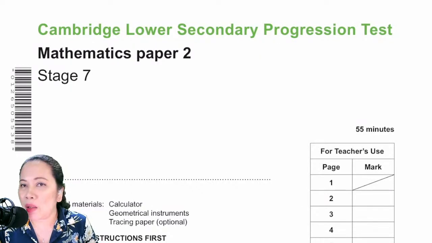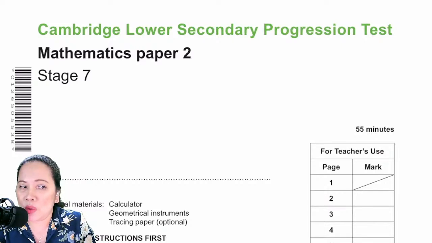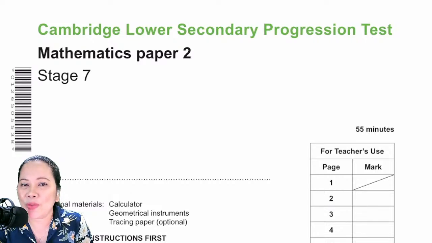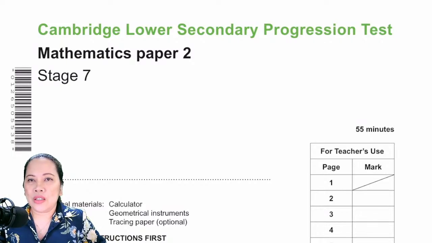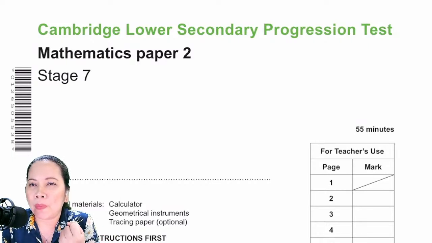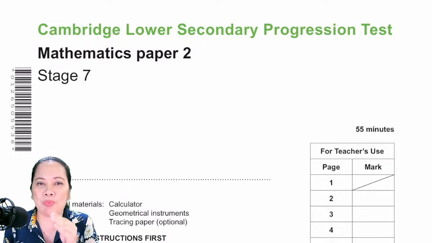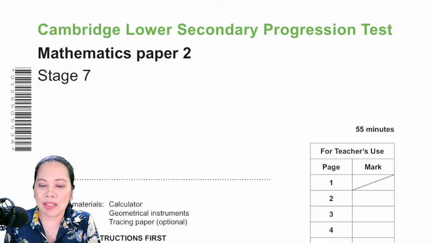This is the Cambridge Lower Secondary Progression Test. This is a maths paper, paper 2. This paper is a progression test for stage 7, or year 7. It is given at the end of year 7 to see whether you are eligible to proceed to the next year, which is year 8. Okay, so let's start.